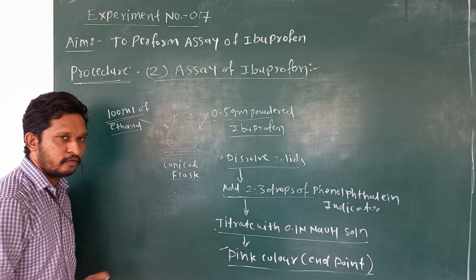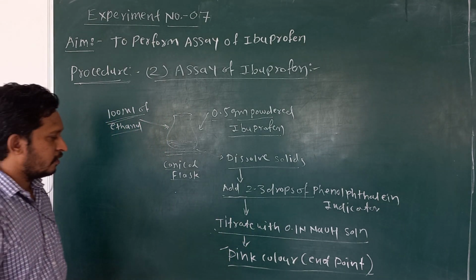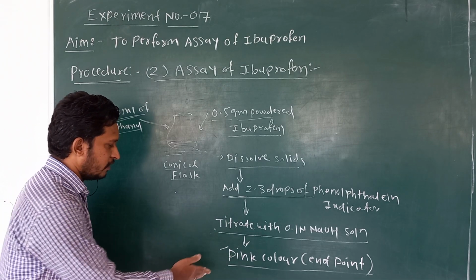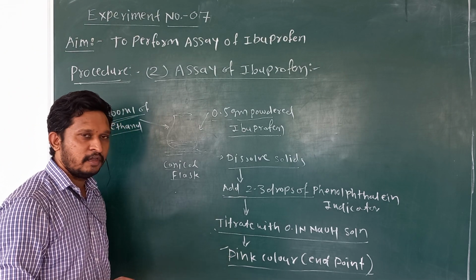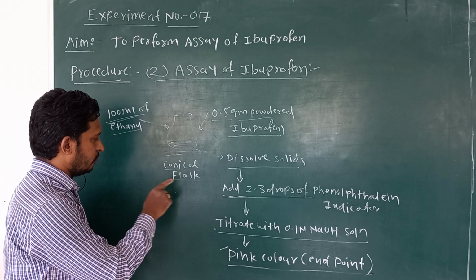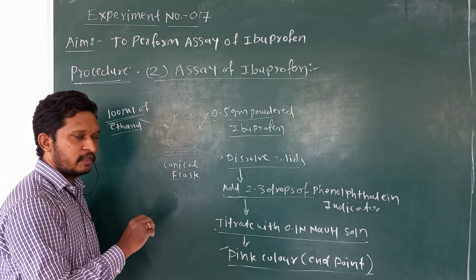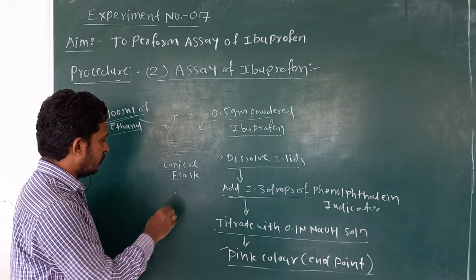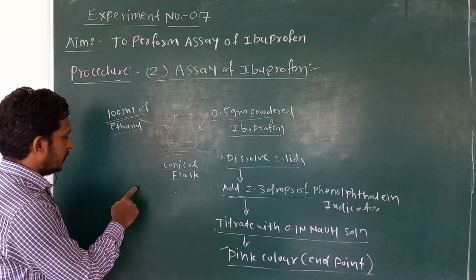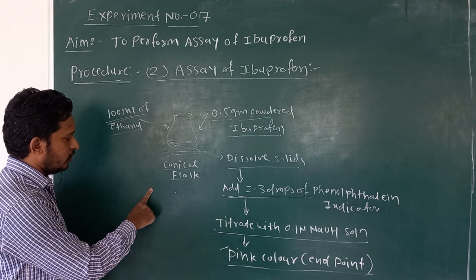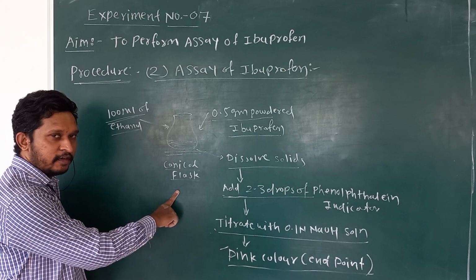Now, after getting the faint pink color the first time, that will be the first reading, and you have to put this reading into the observation. Into the observation table you have to first draw the serial number, then the initial reading, and then the final reading of the burette, and also the mean.